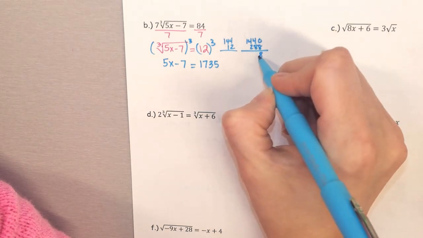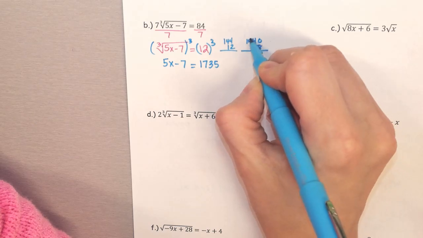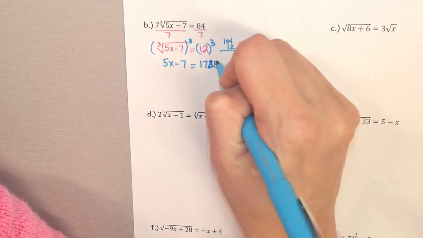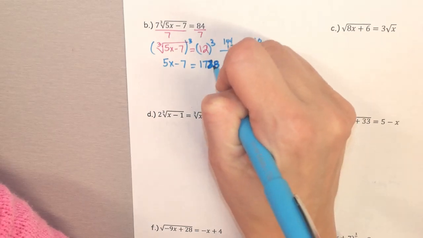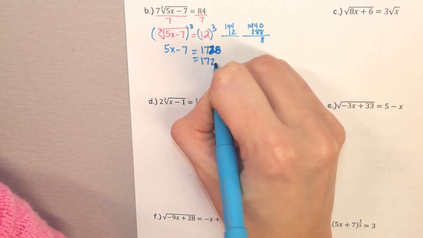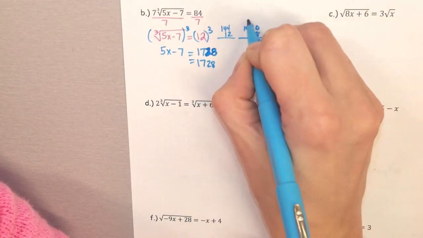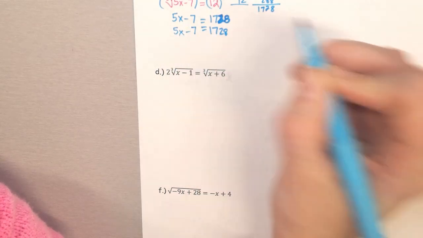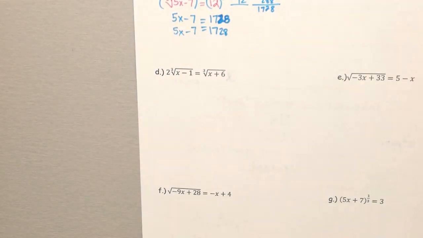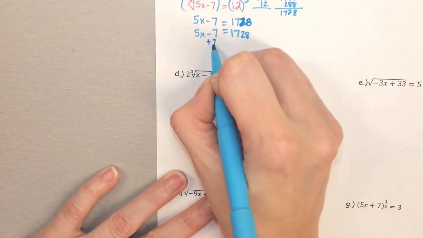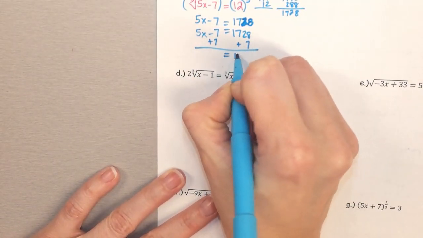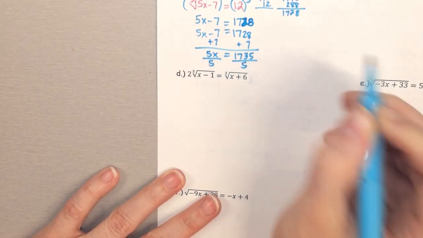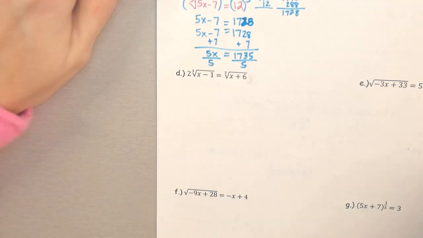Yeah, you should get 735. 728. Thanks. Okay, and then we're going to add 7. Oh, 1735. All right, and then we'll divide that out.